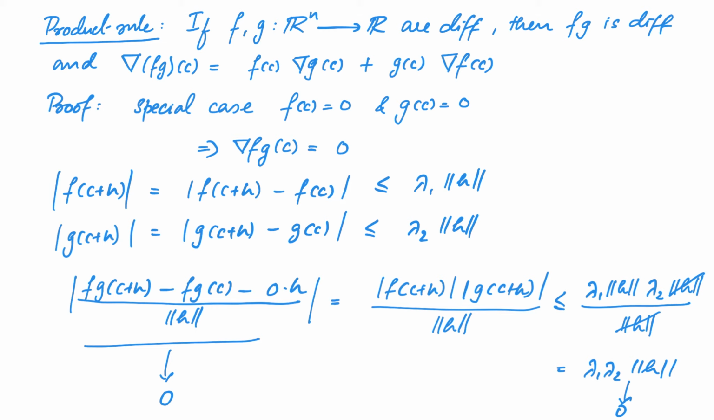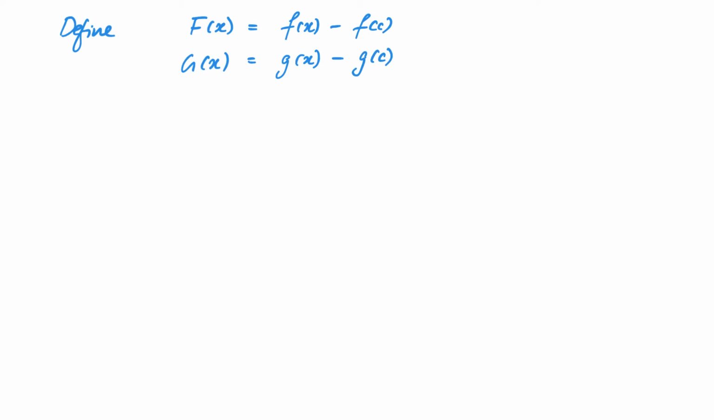So we have proved the result for the special case f(c) equal to 0 and g(c) equal to 0. Now let us see what we can do in the more general case. When we are in a more general case, we make use of some auxiliary functions. Given functions small f and small g, we define capital F and capital G as follows. Capital F of x is equal to small f of x minus f of c, and capital G of x is equal to small g of x minus g of c.